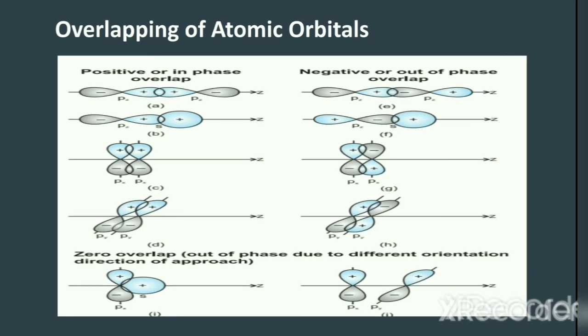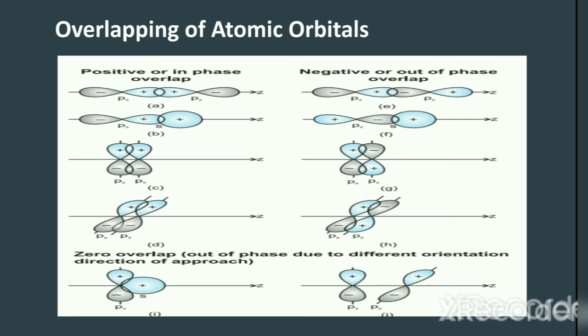S orbital is spherically symmetrical and it has a positive sign. A p orbital has two lobes, and one of the lobes has a positive sign and the other lobe has a negative sign. Now consider the two pz orbitals overlapping with each other.